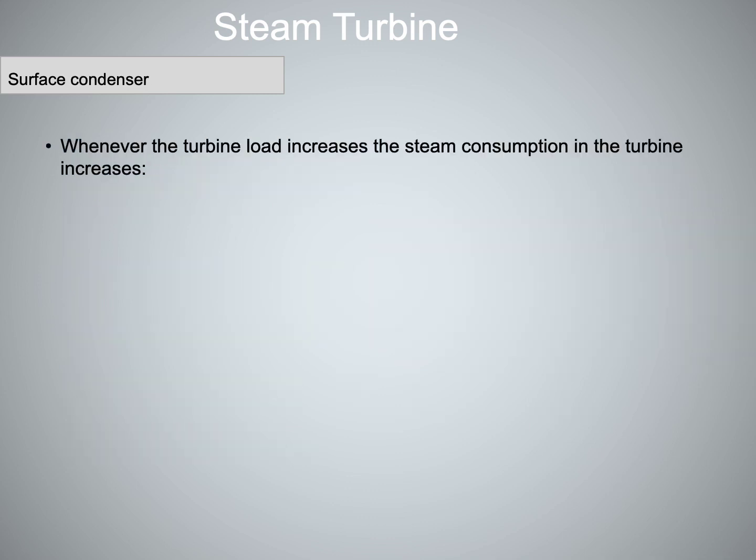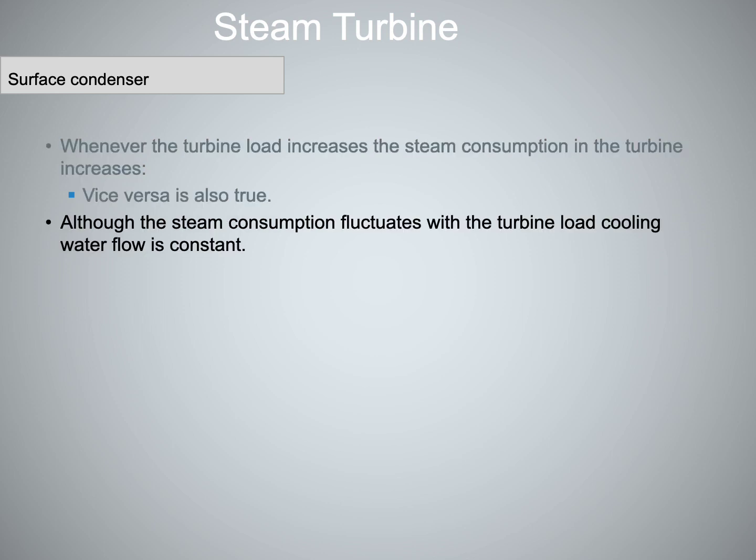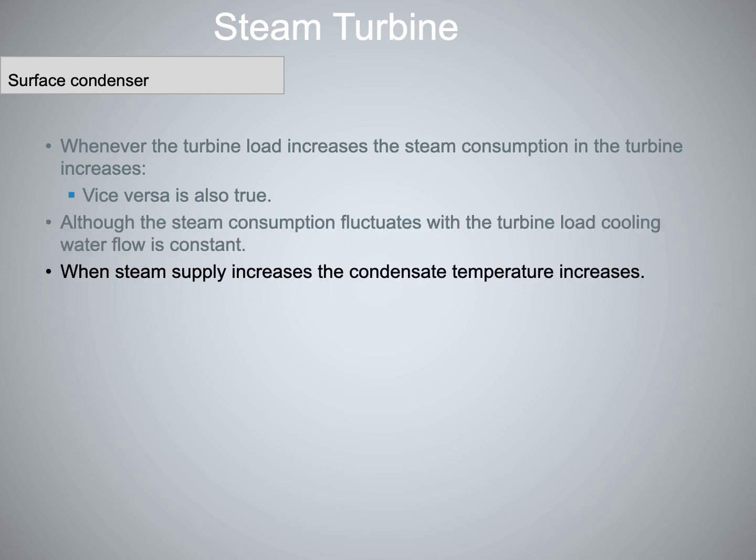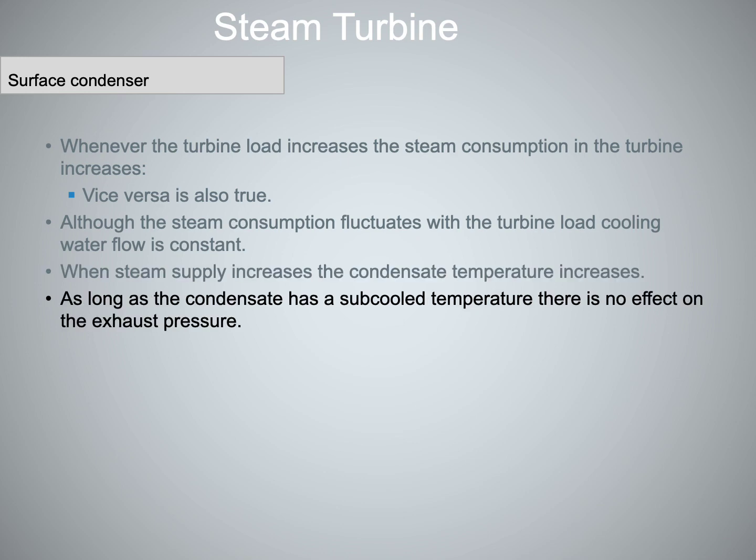Whenever the turbine load increases, the steam consumption in the turbine increases. Vice versa is also true. Although the steam consumption fluctuates with the load, cooling water flow is constant. When steam supply increases, the condensate temperature increases. As long as the condensate has a subcooled temperature, there is no effect on the exhaust pressure.